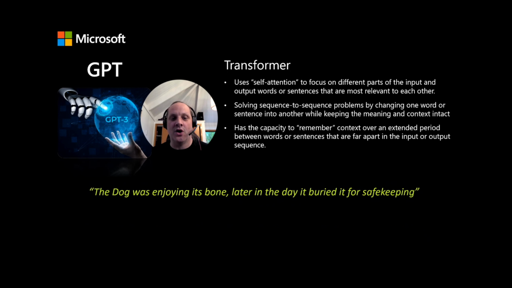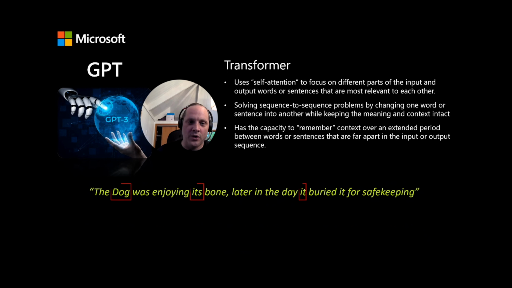So if we were to say, the dog was enjoying its bone, later in the day it buried it for safekeeping. Now we as humans recognize that the dog is not burying its own leg or its own tailbone. It's burying the bone that it was enjoying. We know that. But previous to transformer models, these models weren't good at self-attention, at knowing that it was referring not to its own skeleton, but to the bone that a dog enjoys.